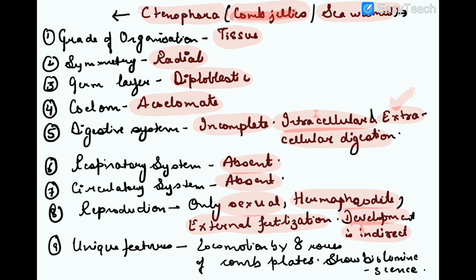Locomotion is by 8 rows of plates, and these 8 rows of plates are known as comb plates. That is why they are known as comb jellies. So locomotion occurs by 8 rows of comb plates, and they show bioluminescence. Bioluminescence means they emit light. They have the property to emit light, which is known as bioluminescence.